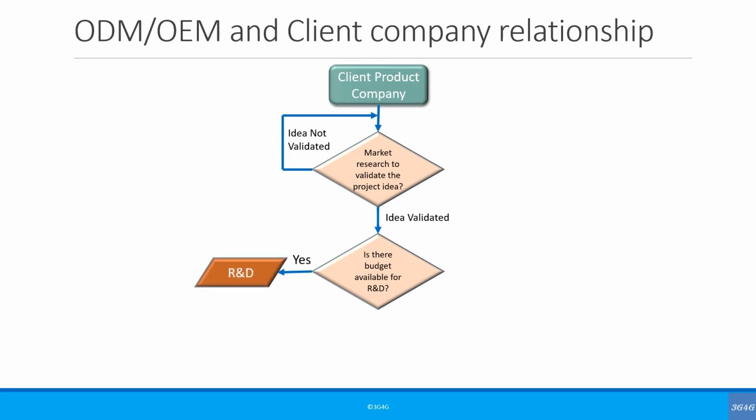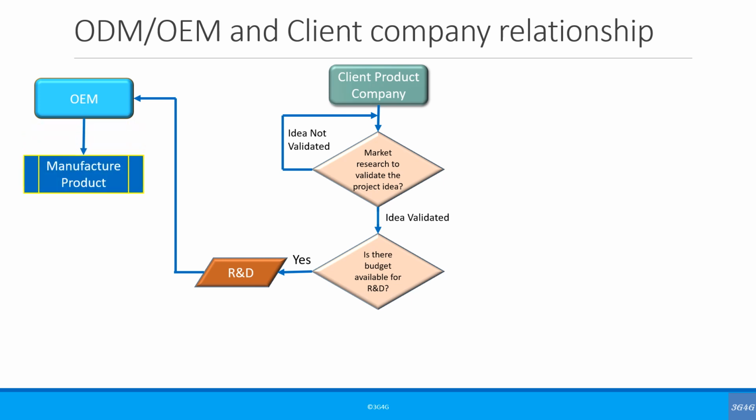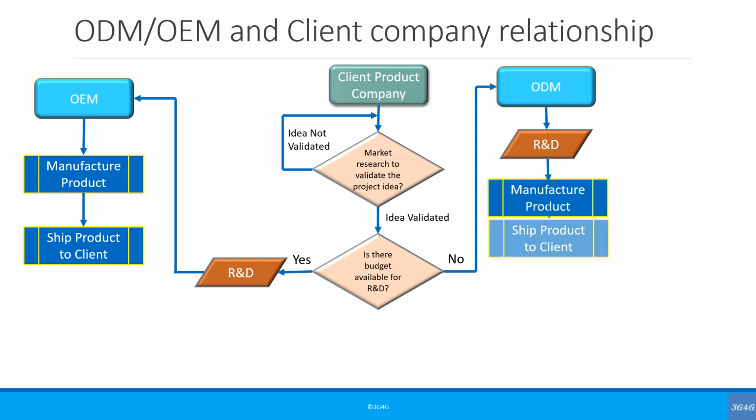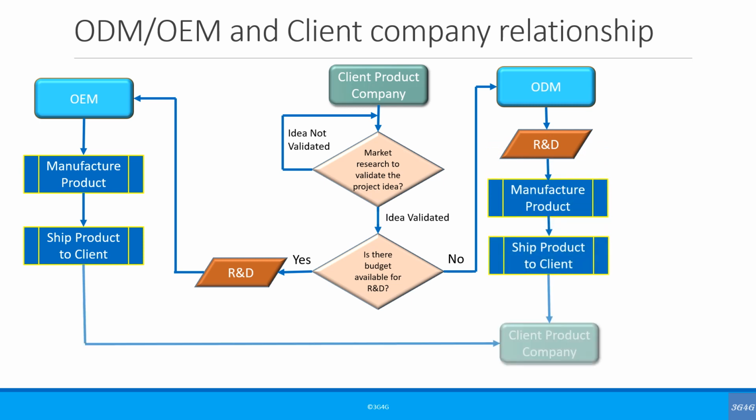If there is a budget available for the R&D, they can proceed to the OEM that will then manufacture the product for them, ship the product back to the client. However, if there is no budget available for R&D, they have to proceed to an ODM that can then carry out the research and development for them and then manufacture the product and ship it back to the client. In both cases, the client product company then sells the product on the market.